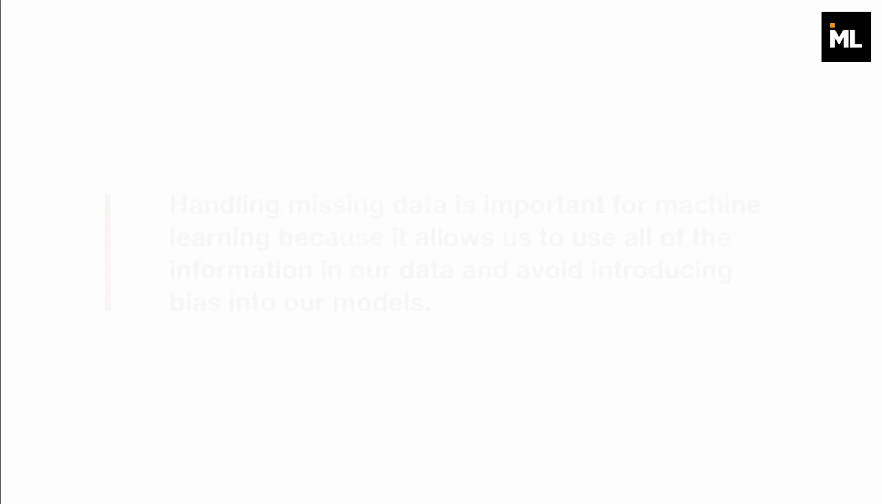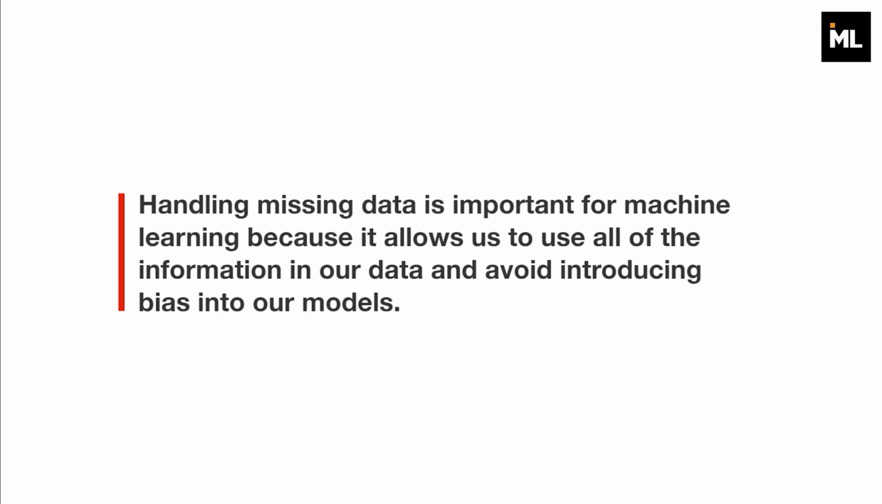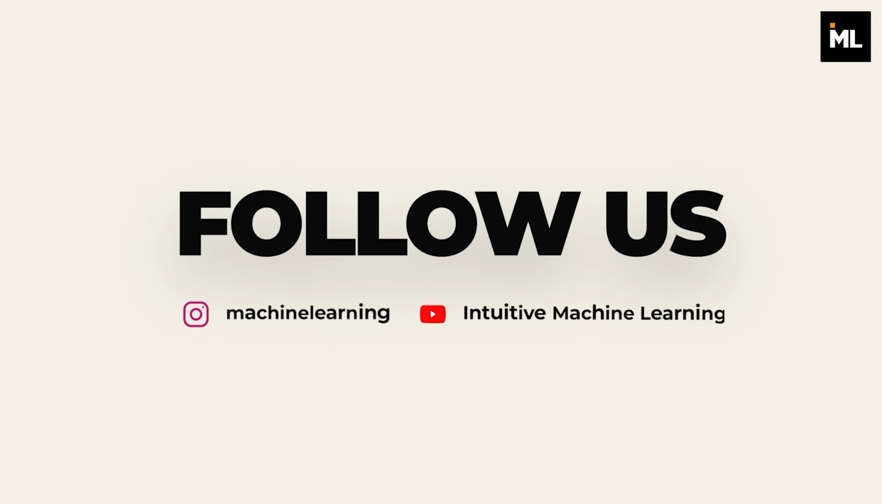In conclusion, handling missing data is important for machine learning because it allows us to use all of the information in our data and avoid introducing bias into our models. By using one of the approaches we discussed, we can ensure that our machine learning models are trained on complete and unbiased data.